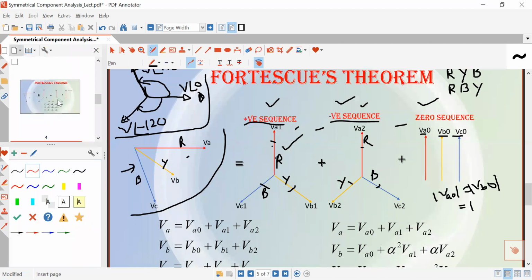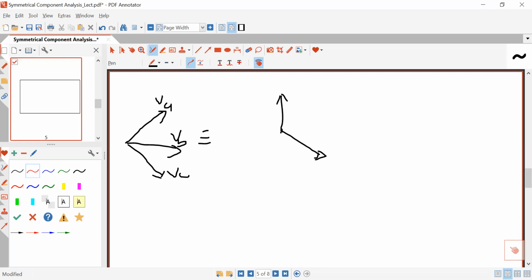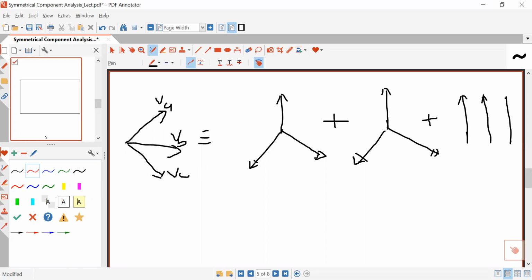Once again, I am repeating the concept. According to the Fortescue theorem, if this is the unbalanced phasor, VA, VB and VC, then you can resolve these three unbalanced phasors into a set of two balanced phasors, this balanced phasor and this balanced phasor, and one zero sequence component. This is the Fortescue theorem or symmetrical component analysis.